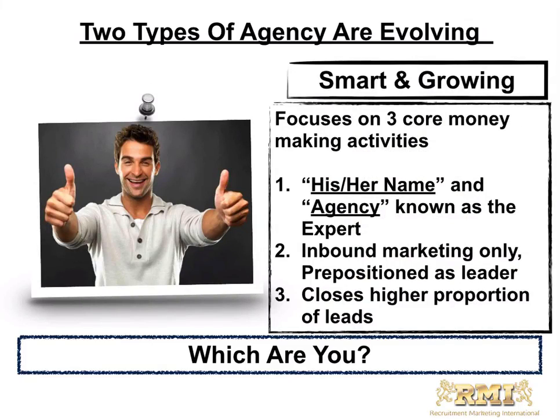Now, the smart and growing ones do this. They focus on 3 core money-making activities, and it's as simple as this. Here's the first: an agency known as the expert. So whatever your agency is, and you personally, you need to be the expert. The first thing.